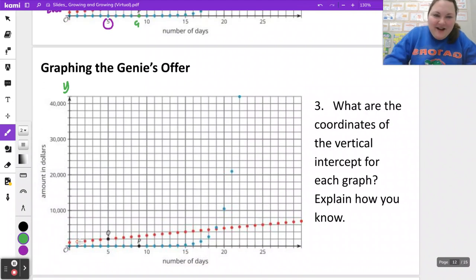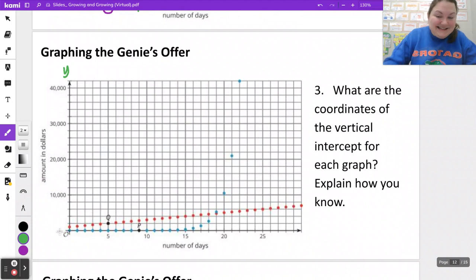Looking at our graph, I may think I need to estimate where these points are on our y-axis, but we actually know them from the story. Those points on your y-axis are the starting amounts. And so here, I know that purse B is starting at 1 cent. So that would be my vertical intercept for the blue line or for purse B.